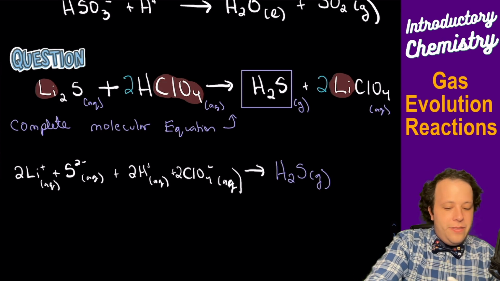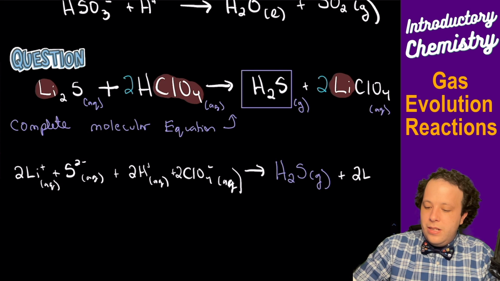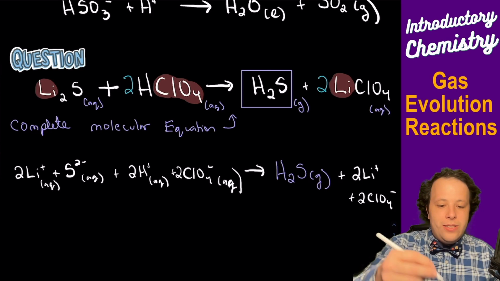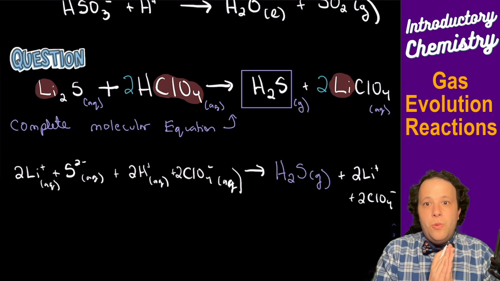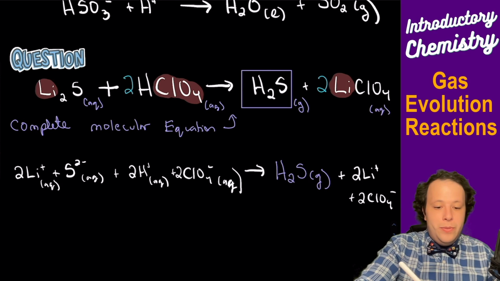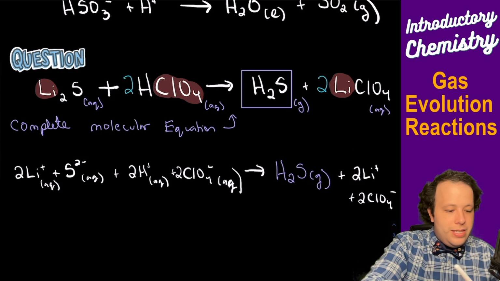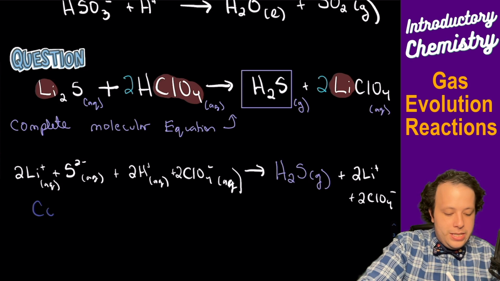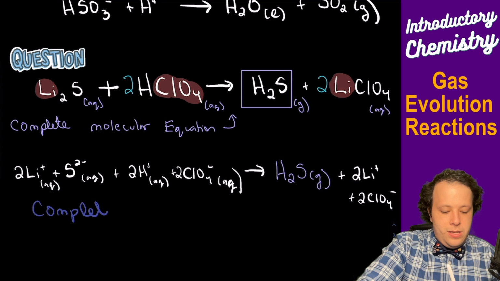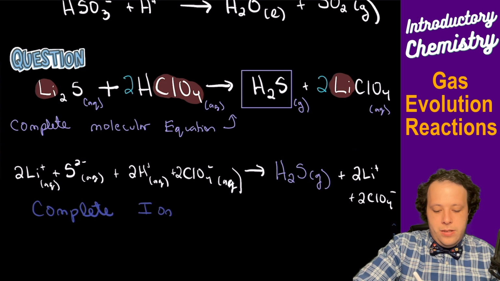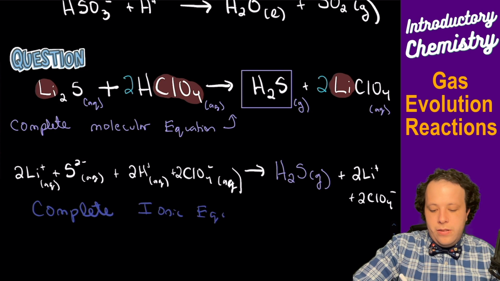And then we have 2 lithiums plus 2 chlorates. Okay, so what is going to cancel out? We're trying to look at what is a spectator ion on both sides. So what this is showing right now is the complete ionic equation.